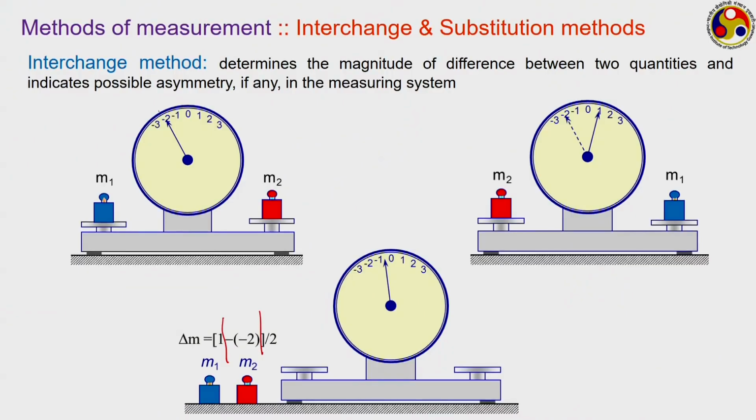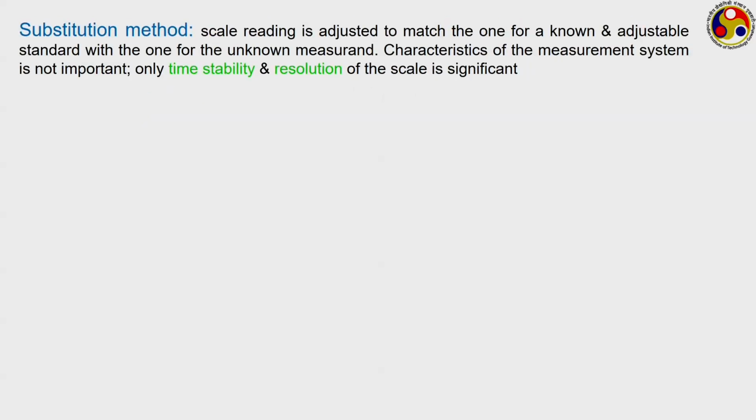Again, I shall be talking about that later. But this interchange method can very well give you some idea about the asymmetry or inaccuracy that is present in the measuring system itself. Other is the substitution method.